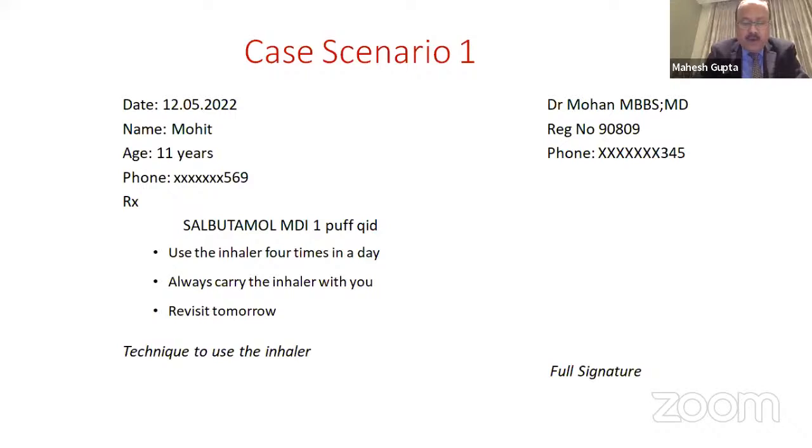And then please, for God's sake, in such patients where somebody is using a device, we need to explain nicely to the patient the technique to use the inhaler. Half of the patients actually are given the inhalers and they never know how to use the inhaler. Most of the medication is going to waste actually, right? So this is one example of a good prescription. Next one.